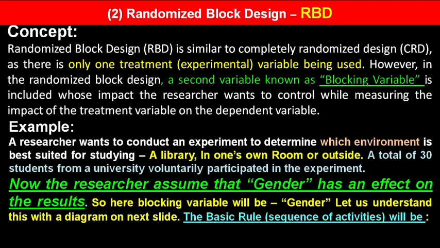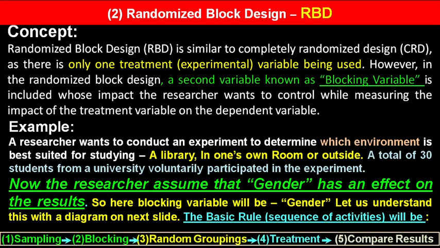And the basic rule or the sequence of activities will be sampling, blocking, random groupings, treatment, and then compare results. The basic 4 steps are same as in the previous method. In the previous method, we studied 4 steps, that were sampling, random groupings, treatment, and compare result. In this method, one additional step is there, that is blocking. That is step number 2. Here, additional element blocking has been introduced. That's why this method is called complete randomized block design.